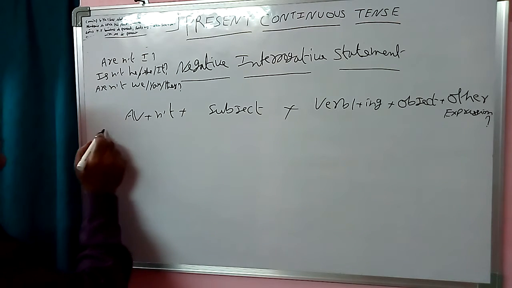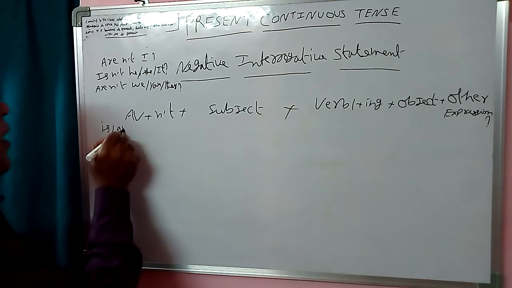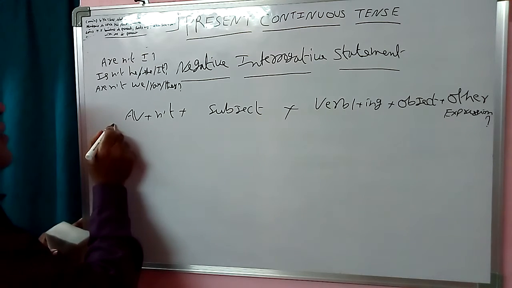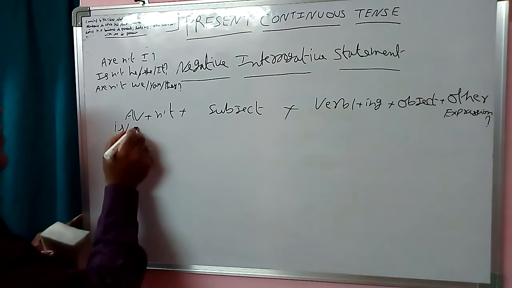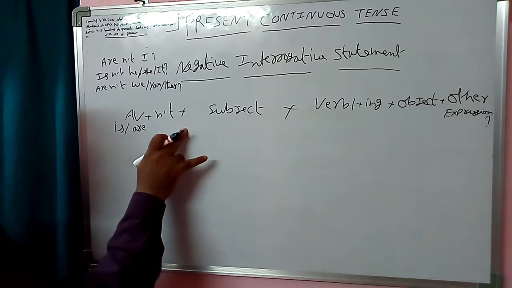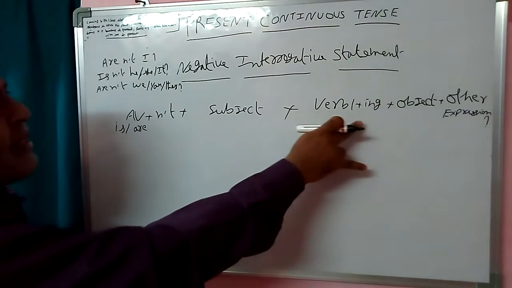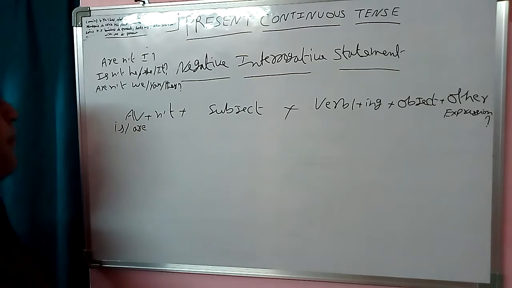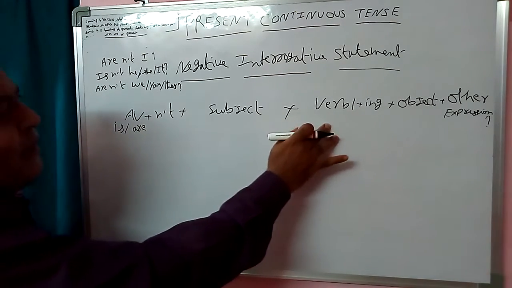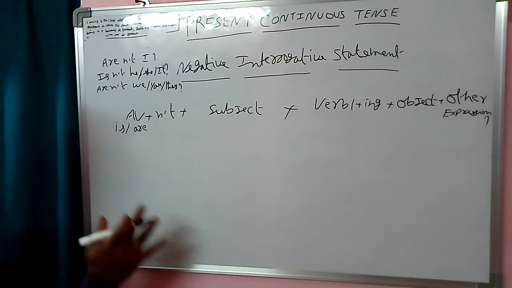Auxiliary verb: for am, here only aren't; otherwise isn't or aren't. Auxiliary verb, apostrophe t, subject, verb 1 plus ing, object and other expression.